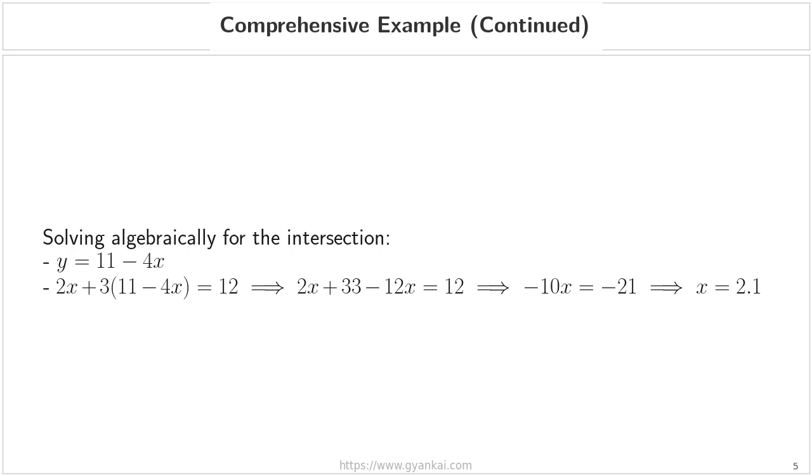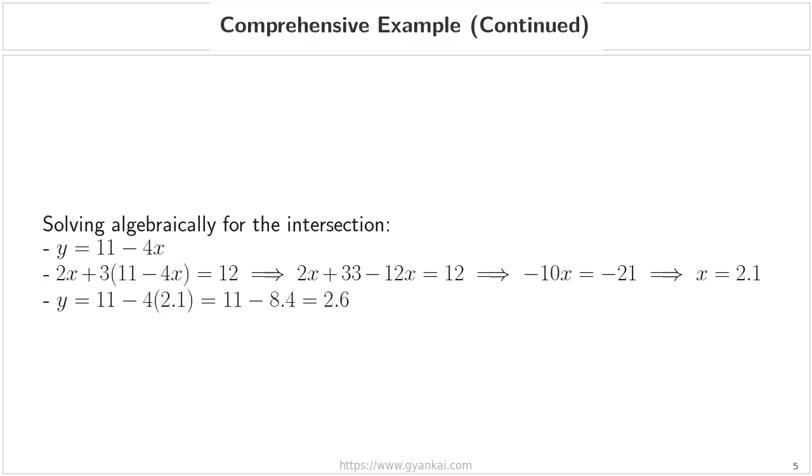Let's expand that bracket. 3 times 11 is 33, and 3 times -4x is -12x, so our equation becomes 2x plus 33 minus 12x equals 12. Next, we combine our like terms. 2x minus 12x gives us -10x, so -10x plus 33 equals 12. If we subtract 33 from both sides, we get -10x equals -21. Dividing both sides by -10, we find that x equals 2.1.